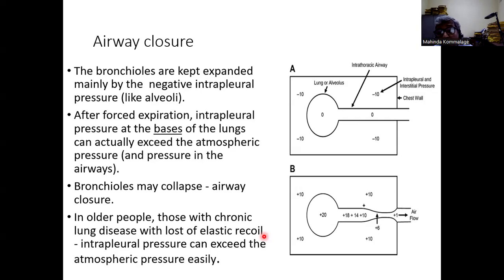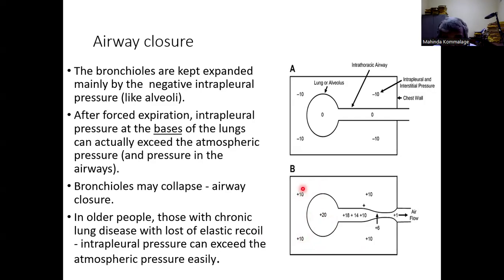So I will repeat again. Usually expiration is a passive process, right? We will not put extra effort. Lung compliance or elasticity will compress the alveoli and the air goes out. But in some disease conditions or exercise, we put extra effort into expiration. If we put extra effort into expiration, interpleural pressure will increase, and it can even increase above the atmospheric pressure.